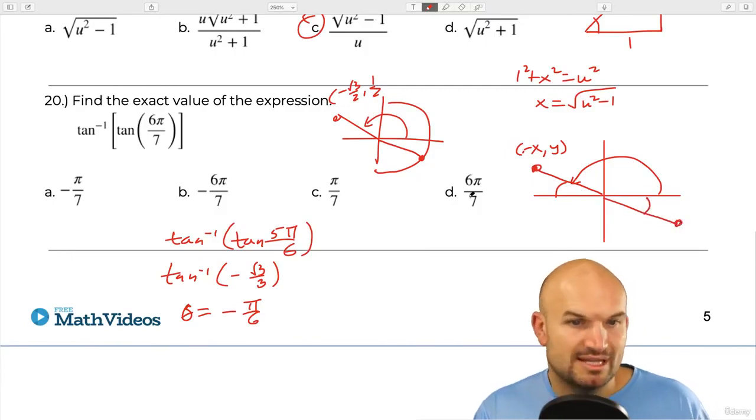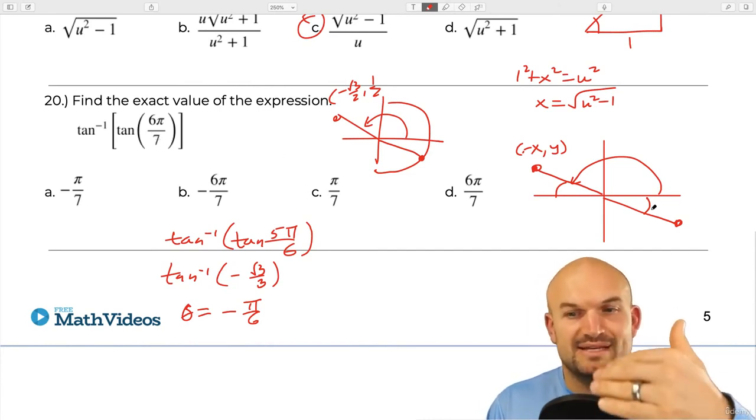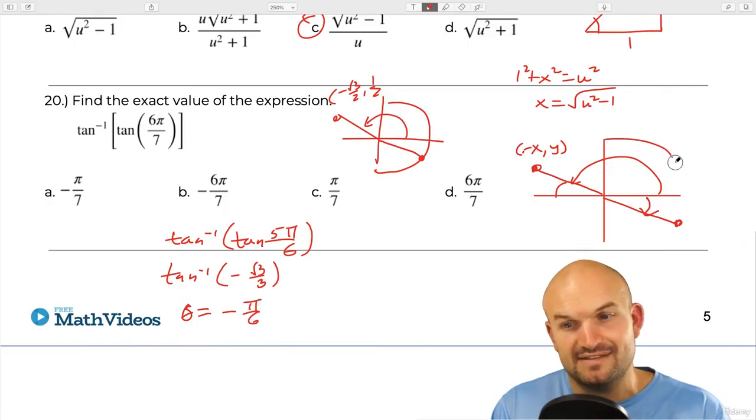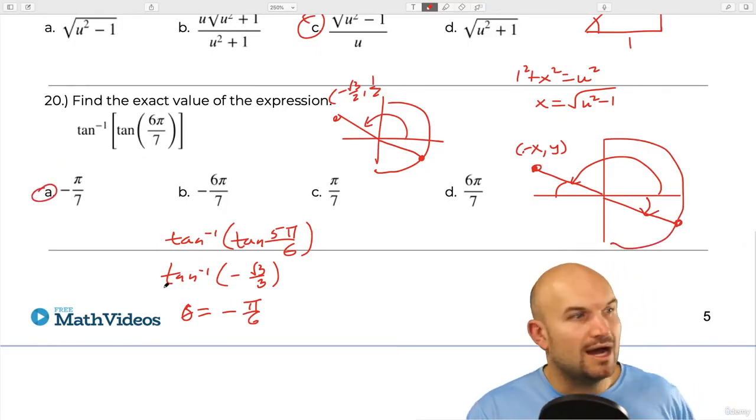So we say, all right, well, then what's the reference angle of 6 pi over 7? Well, that's going to be pi over 7. But again, it has to be the negative version because it has to satisfy the restriction here. So it'd be A. So there you go, ladies and gentlemen.